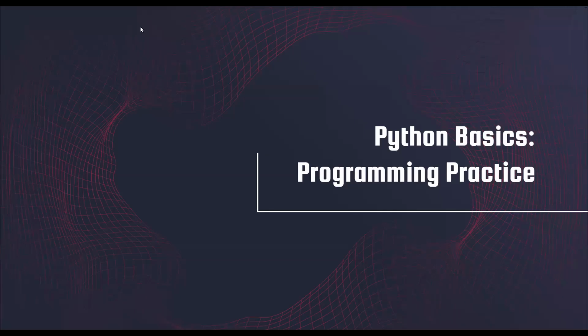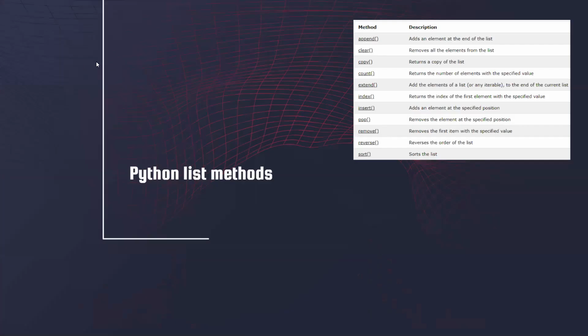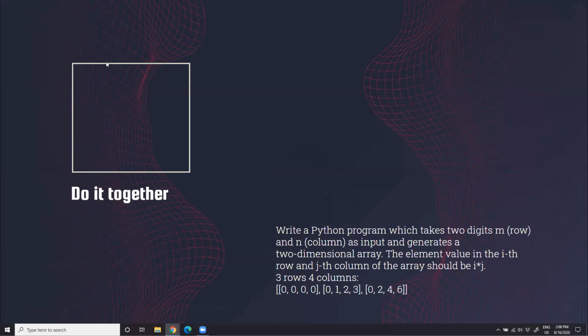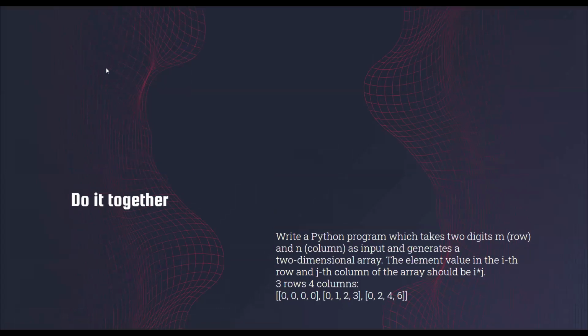Let's just start out with the homework. Actually, yeah, I believe this was the homework last week. We were just going to generate a table with m rows and n columns, and the element in the ith row and jth column of the array should be i times j.